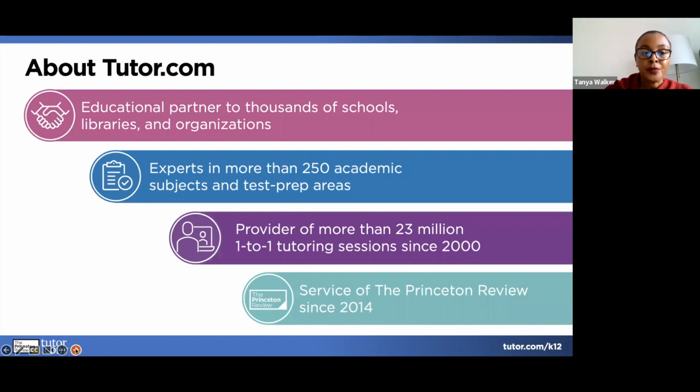Tutor.com has been around for over 20 years, and we have partnered with thousands of schools, libraries, and organizations across the nation and throughout the globe. We have over 250 academic subjects where we have experts that provide tutoring for students, as well as test prep. And we provide a true one-to-one tutoring experience, where one tutor is working with one student. And the Princeton Review has been around for over 40 years. So collectively, you have almost 100 years of experience of data, student support, and services that are available for parents, students, school districts, and our teachers.